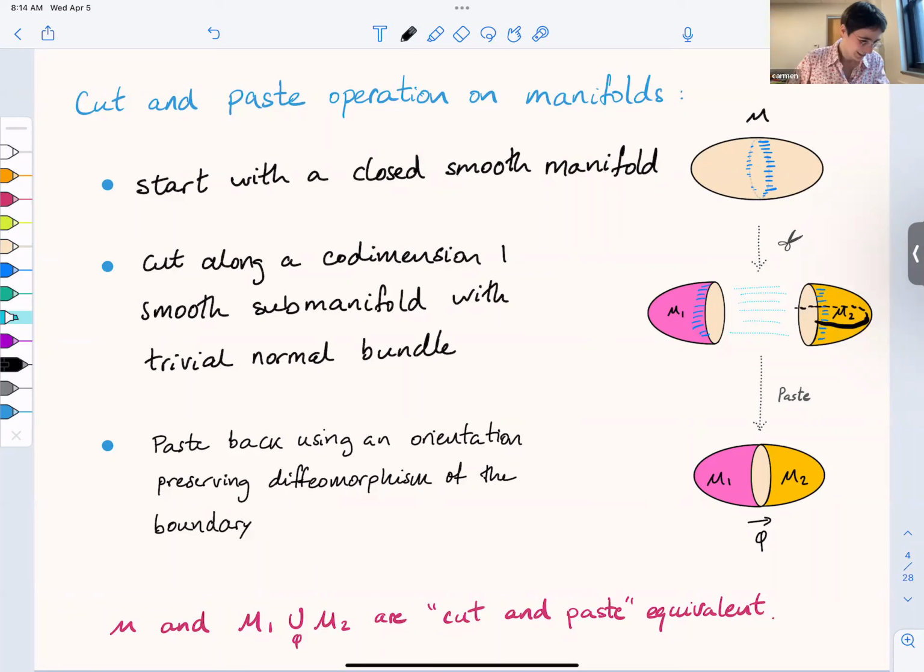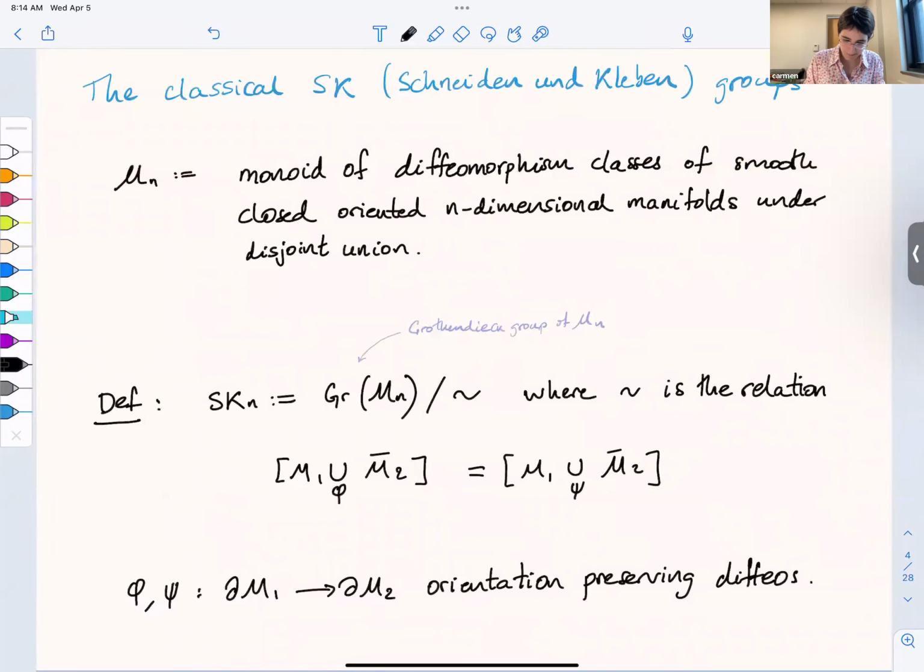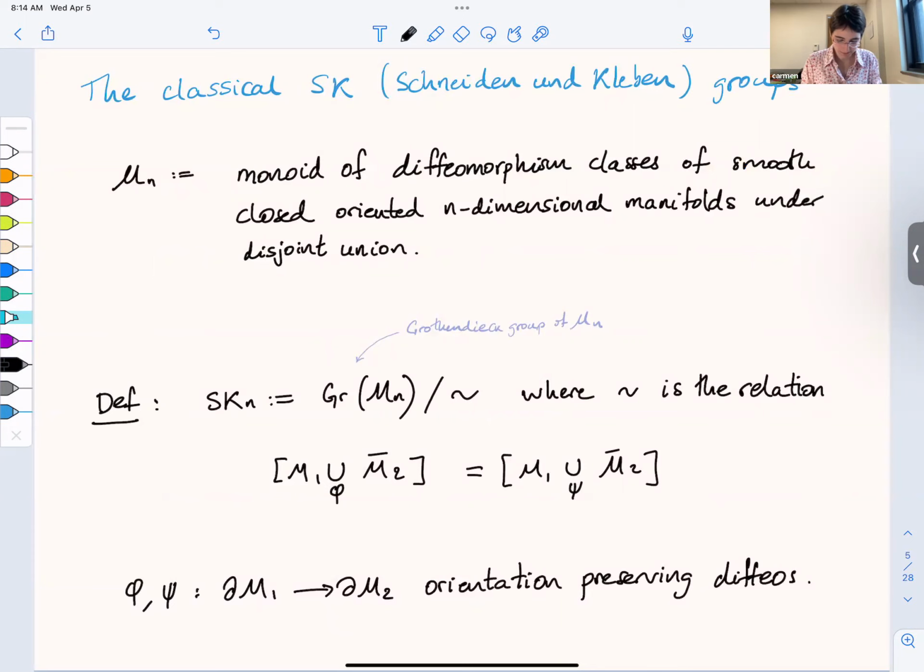Okay, good. So this is the notion of cutting and pasting on manifolds. Now let's formalize this a little bit more, because this operation gives rise to a certain, just as you have cobordism groups, you also have these cut and paste groups, which are defined a little differently. So let's see how they are defined.